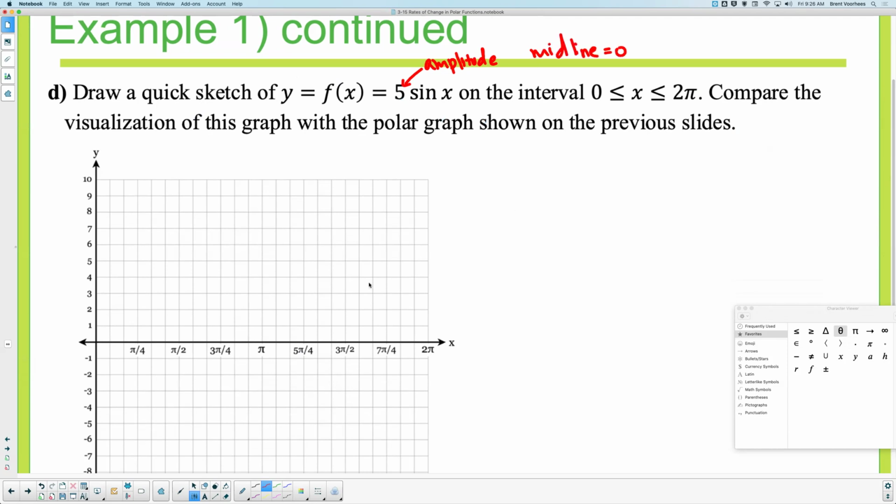So as we go to graph this, let's use your ID badge and put on a horizontal dashed line to represent your midline at 0. That's that value right there. That's y equals 0. That's the midline.